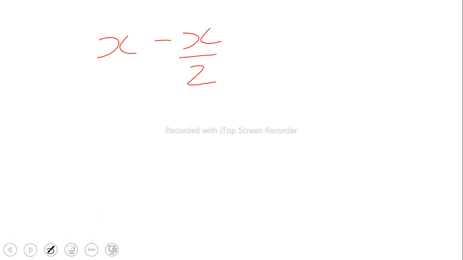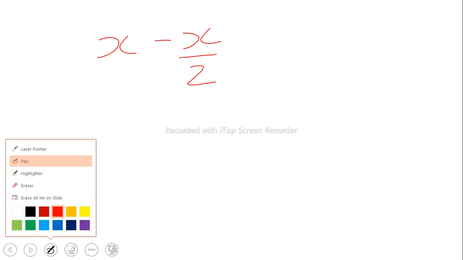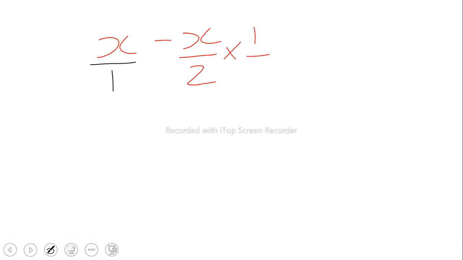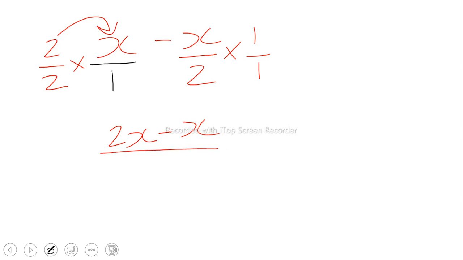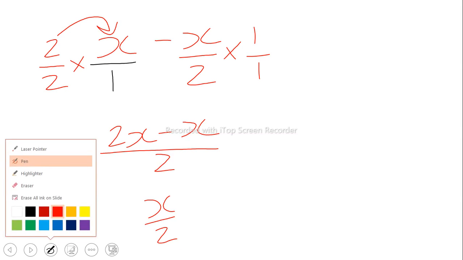So let's do it. Follow me now. If we have x minus x over 2, we could try to figure out the lowest common multiple. We can multiply both top and bottom: this is multiplied by 1, multiplied by 1, multiply this by 2, multiply that by 2. So we are left with 2x minus x over 2. So we are left with 2x minus x is x over 2. So x minus x over 2 is x over 2.